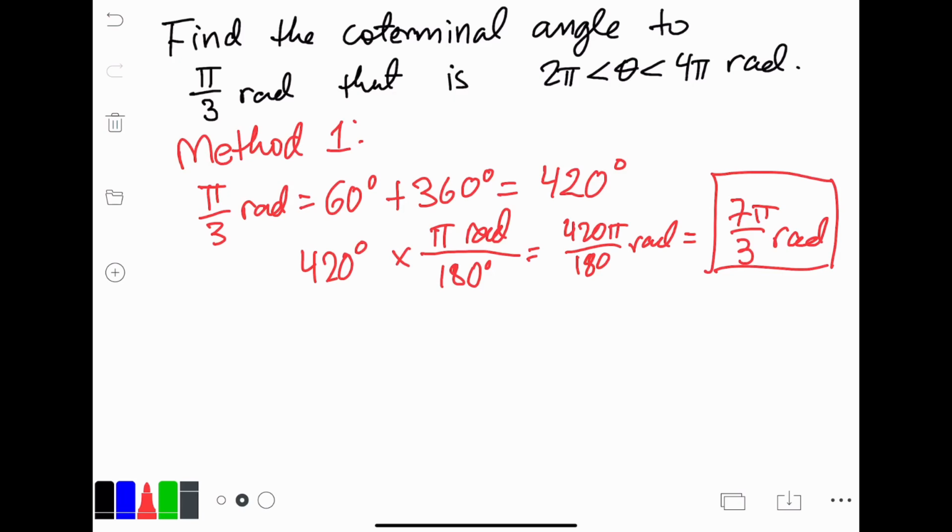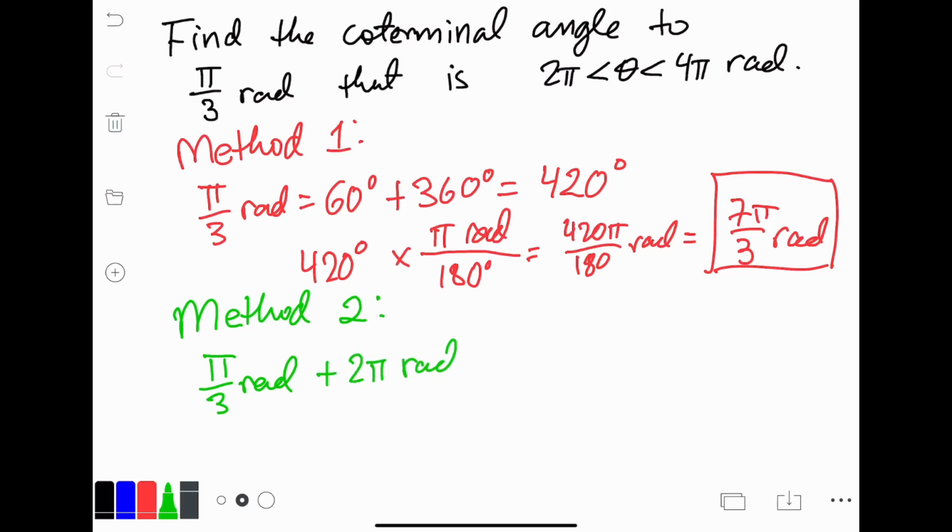However, this method is highly inefficient. The best method would be to not convert to degrees and just work in radians. Given pi over 3 radians, we want to find the coterminal angle in the next revolution, so we're going to add 2 pi radians. This just means we're adding 360. It's the same concept: we're adding one additional revolution.